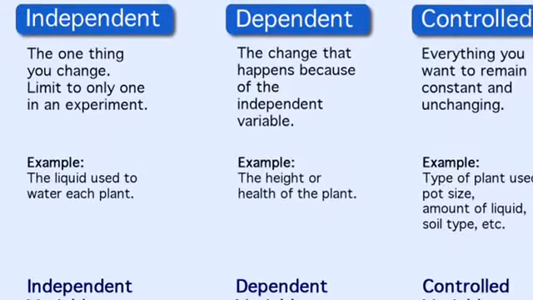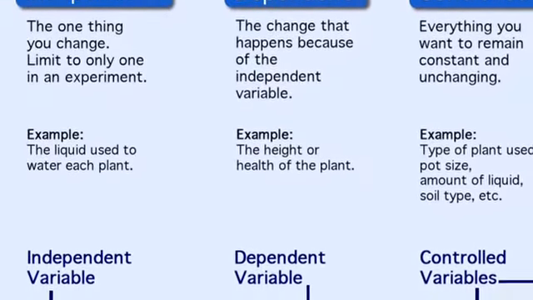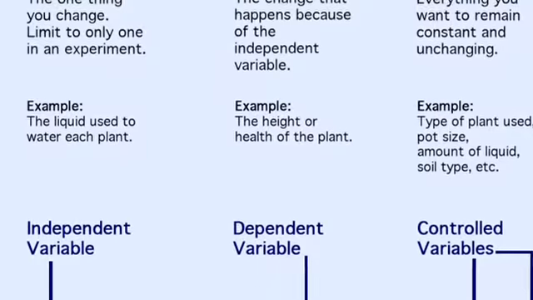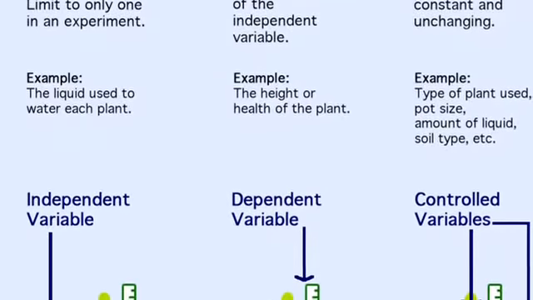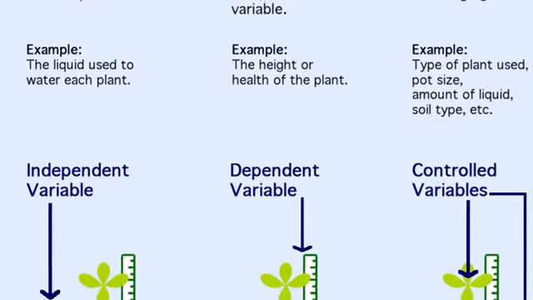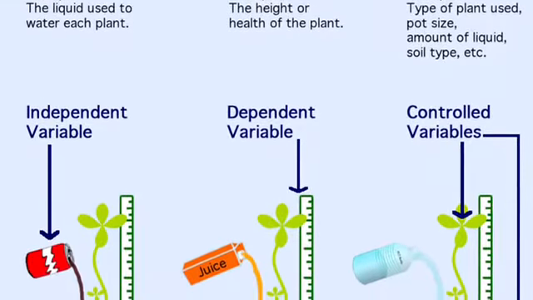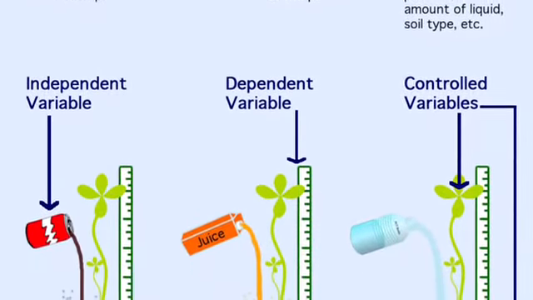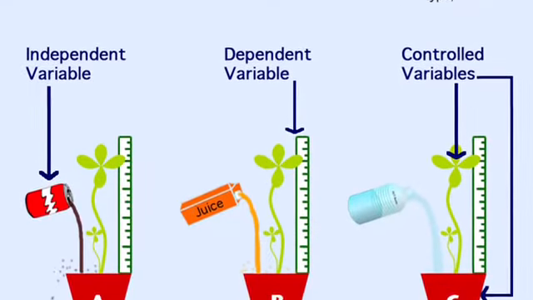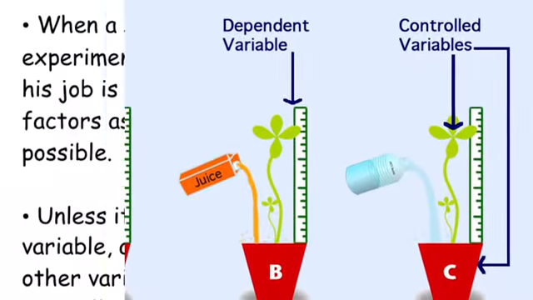So an independent variable is when you change one thing, the dependent is what happens because of that change, and the control is what you're going to keep the same. Kind of like this plant example where we're seeing what type of liquid makes the plants grow taller. So we're going to take a look at what could go wrong in an experiment like this.